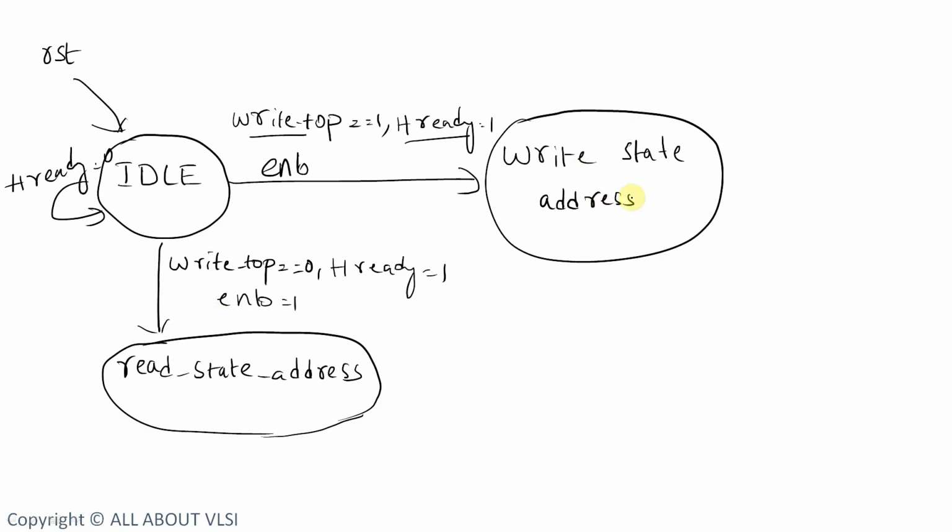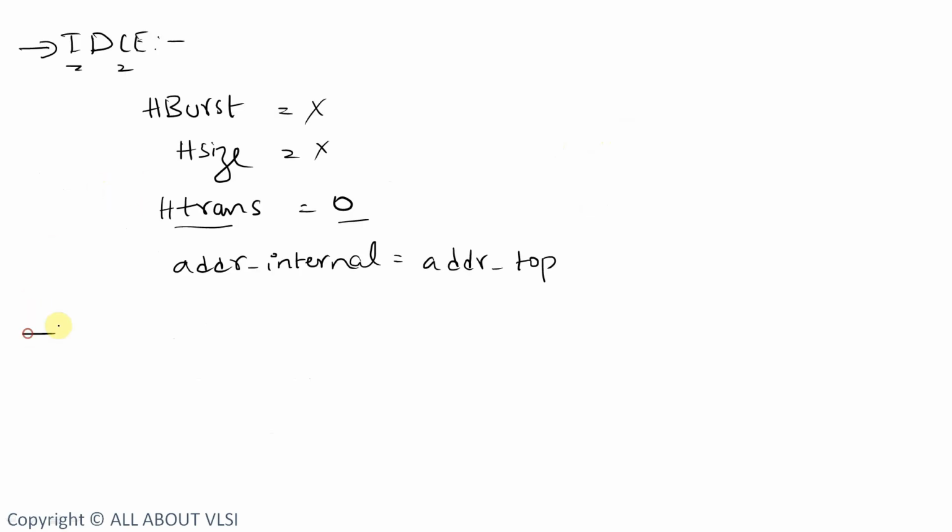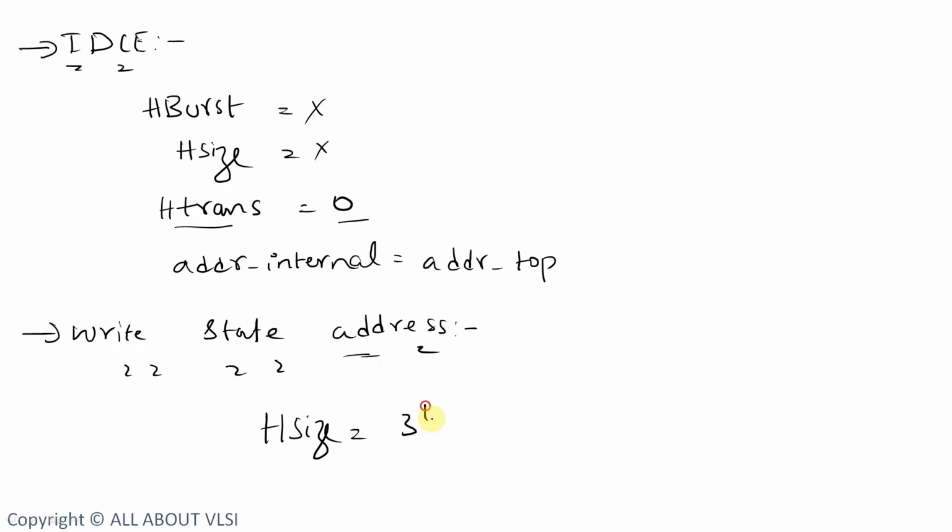Now, when we are in our write state address, we are going to make our HSIZE equal to 3'b010. That means it is 4-byte data. In this particular design, I am going to consider data sizes of 4 bytes only, not variable size data. So I am fixing this HSIZE to be 010 for now. In future, if we want, we can change it to a variable data size.